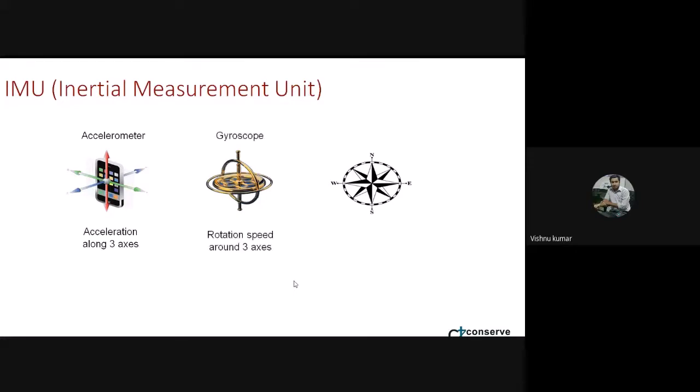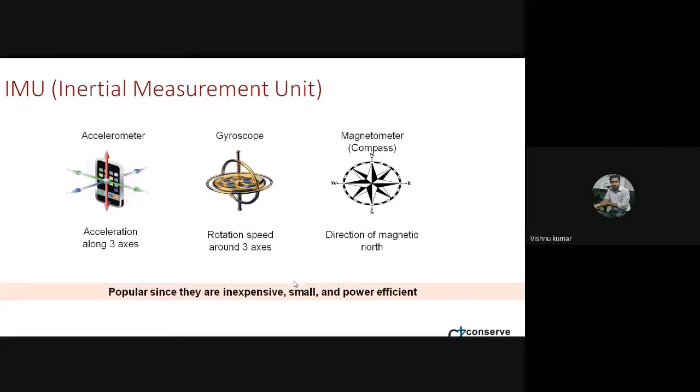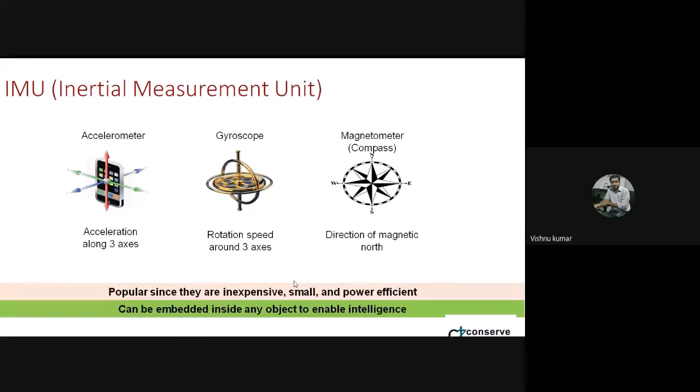Next is the gyroscope, which is also 3 axes: X, Y, Z. From the gyroscope we get the roll angle. And there is a compass for finding the direction of the device: the magnetometer. That is the application of the magnetometer. These are inexpensive and power efficient methods for inertial navigation systems or inertial measurement systems.